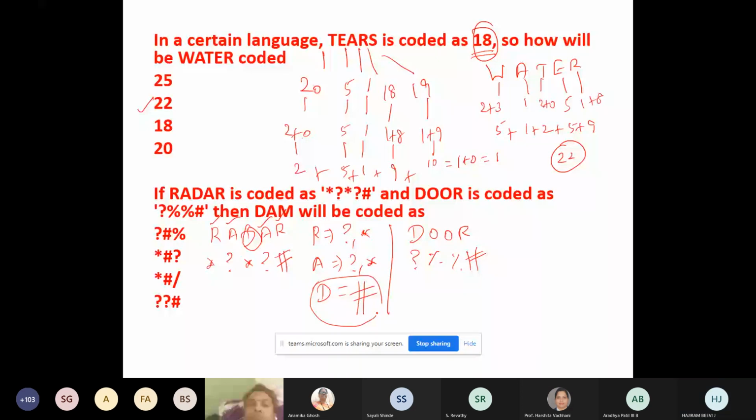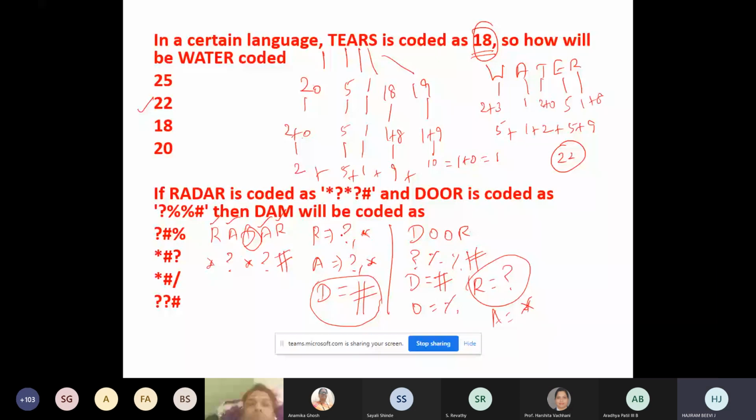So D means it is hash. Then we are having two O's, which means O is percentage. Then R is question mark. So from here we can conclude our R value is question mark. Previously we had the chances of question mark or star, but from this step it is evident R is question mark. So which means A is star. Okay, so D means hash, R means question mark, A means star.